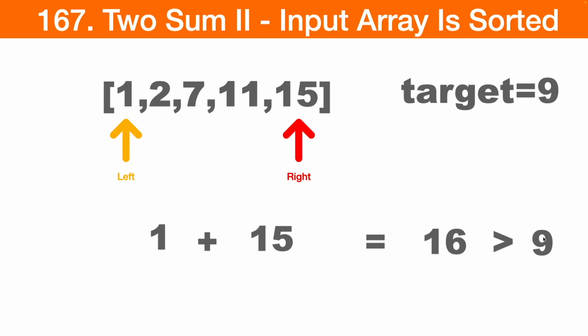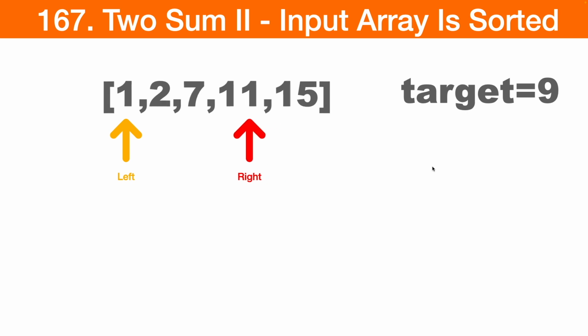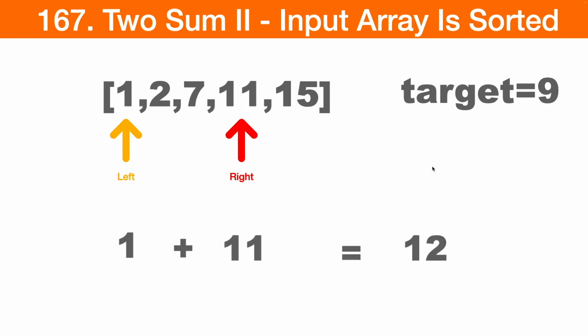It is obvious that we have to somehow reduce the sum. Since we already know that this array is sorted, the left pointer is the minimum element, and now we want to reduce the total. So we have to move the right pointer one position below. Then again we sum the first element and the right pointer element, and the total is 12. Again the target is less than the total.